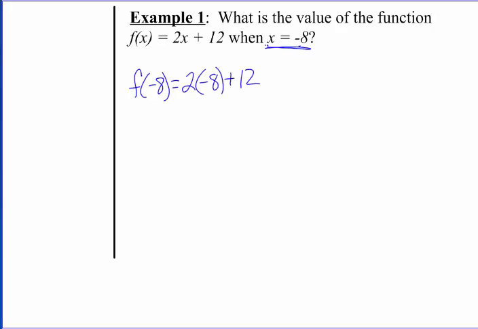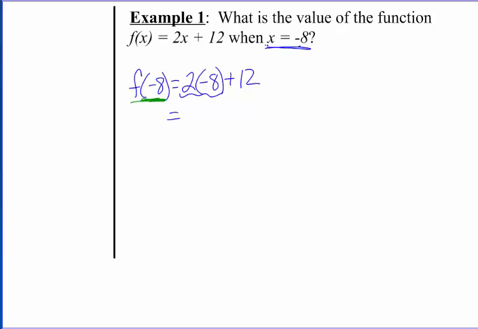Now let me point something out right here. You are not going to do anything with this negative 8 on that side. You don't do anything with it. That just tells you what you are substituting in for x. That's all this does. There are no operations here. So that's f of negative 8. That's telling me that my x value is going to be negative 8, so I plug it into the equation, and then I evaluate the right-hand side.